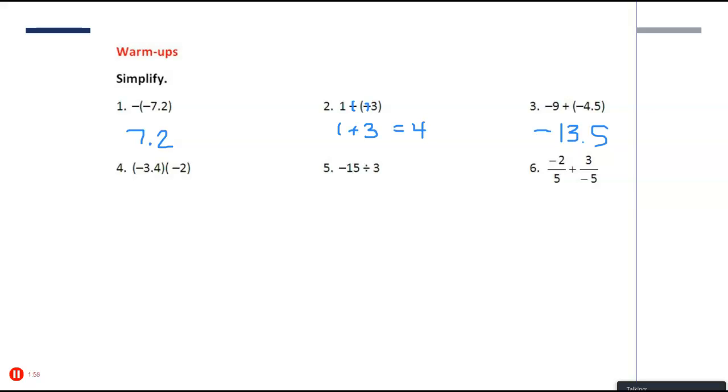Okay, number 4. You have negative 3.4 times negative 2. So a negative times a negative becomes a positive, and 3.4 times 2? Perfect.